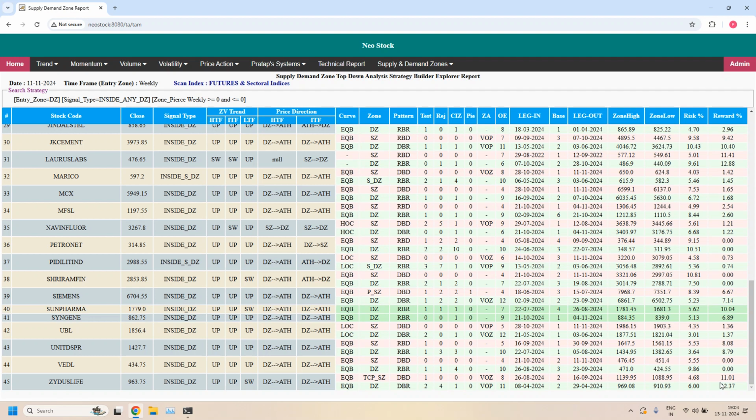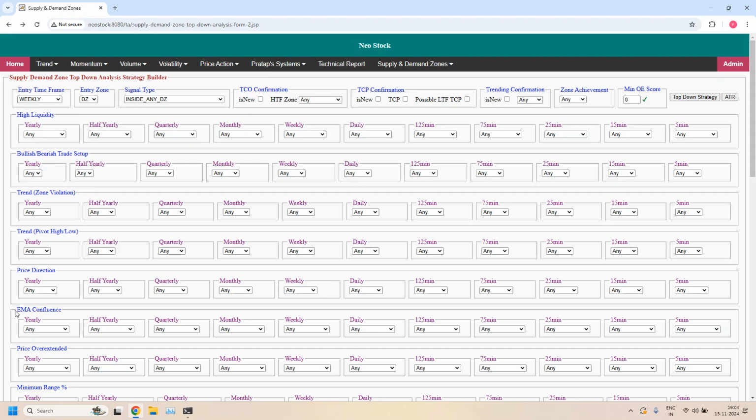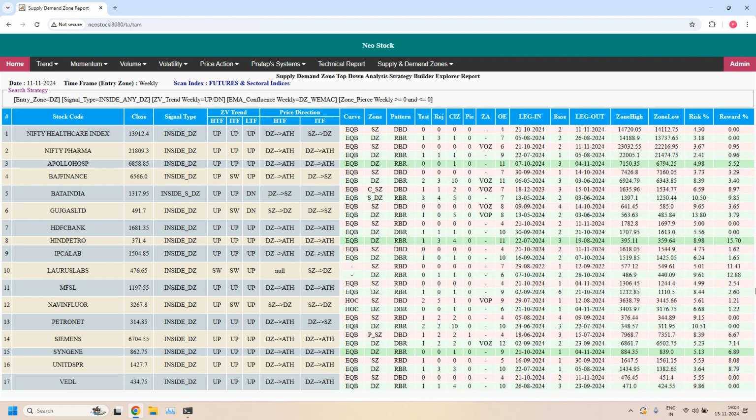In these 45 weekly demand zones, how many are having weekly EMA Confluence? Let's verify. In the EMA Confluence, weekly time frame, weekly demand zone with weekly EMA Confluence. And the EMA Confluence should not be in sideways. It should be either up or down, trending market. So weekly time frame, I'm selecting trend up or down. So let me filter the stocks. Now the list has come down to 17.